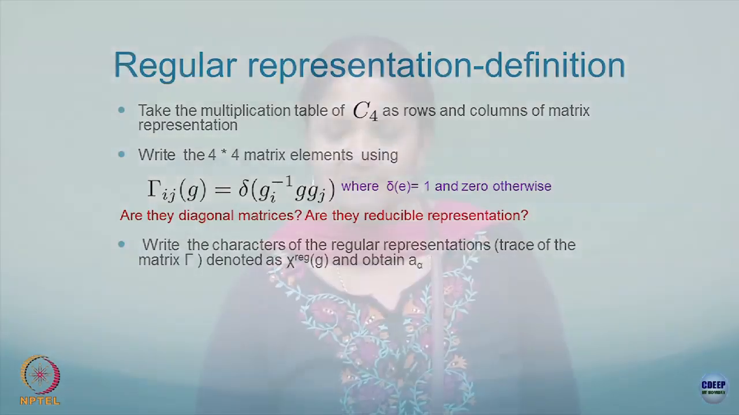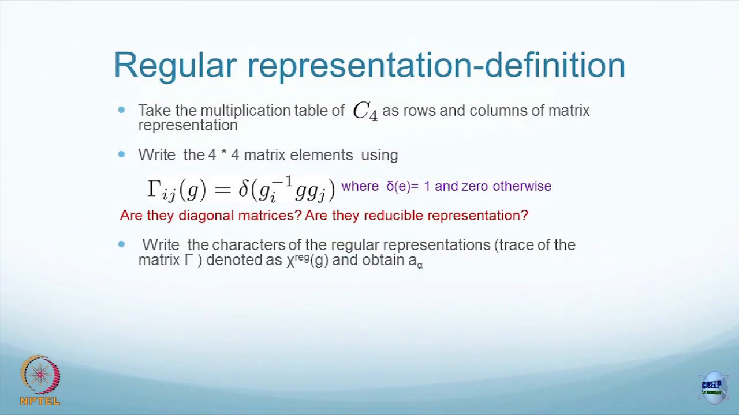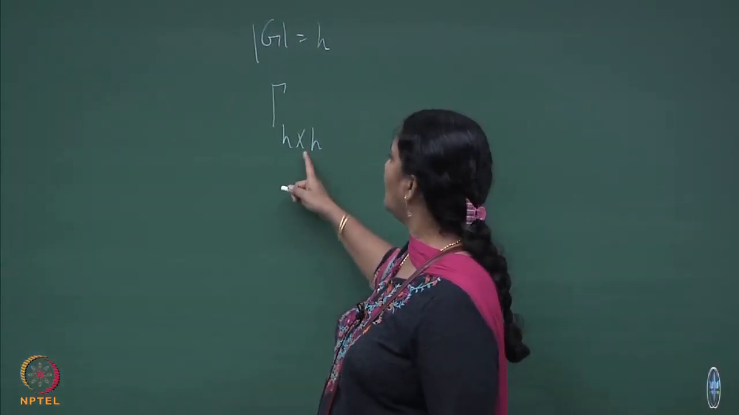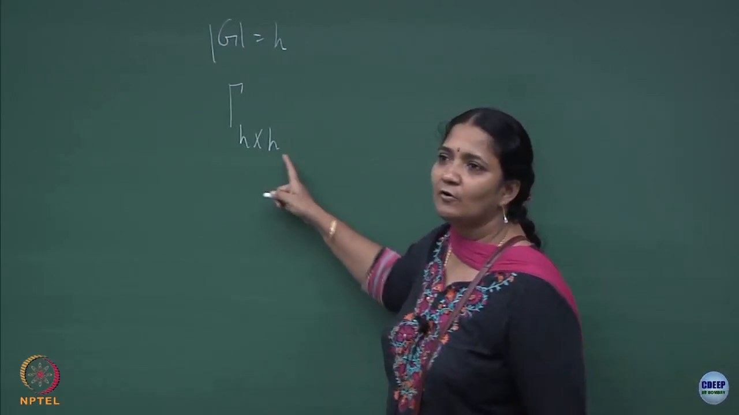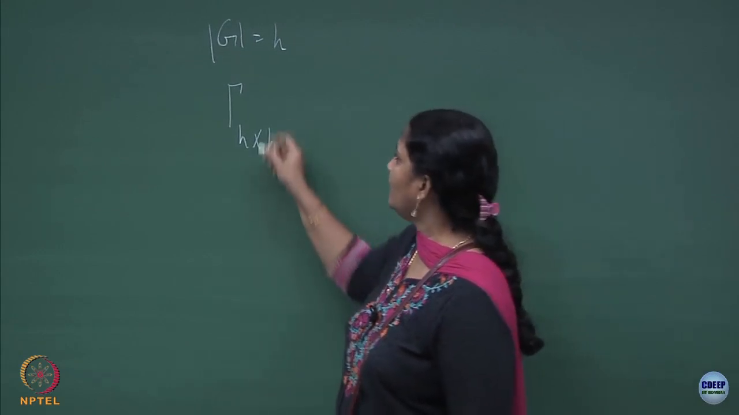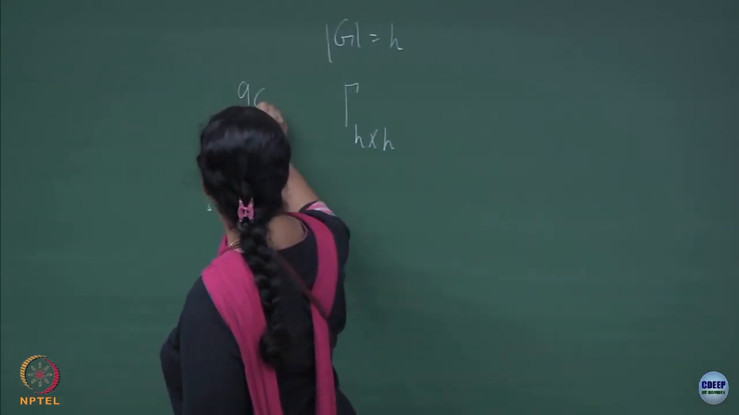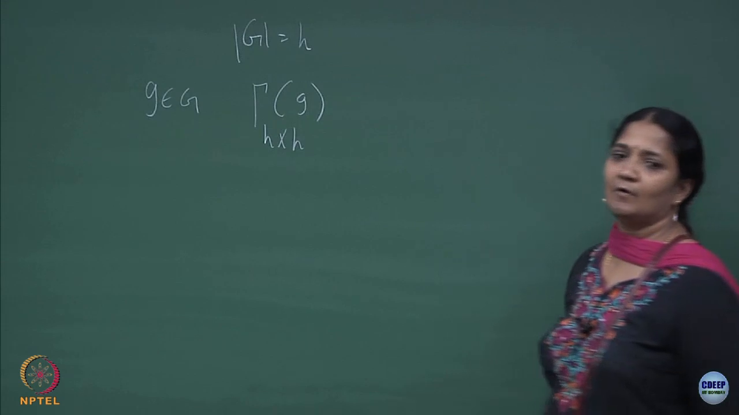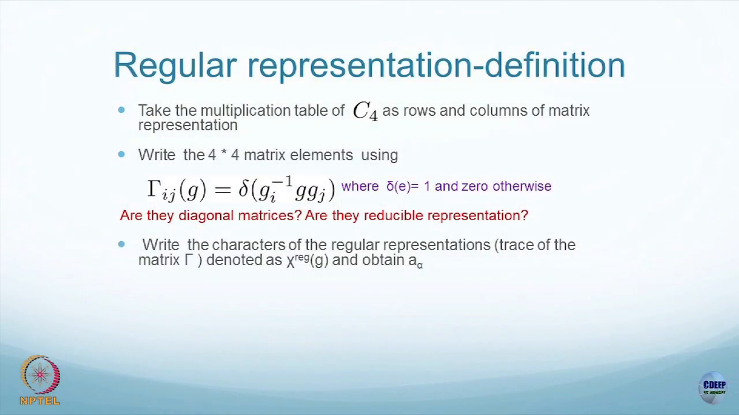Representation is nothing but, typically, if you take a group G whose order is, which I am calling H, you could write a matrix which is an H cross H matrix, a matrix representation whose dimension is also the order of the group. So, for every group element, you write a matrix representation. Okay? So, how are these matrix elements going to be defined is what I am trying to say.